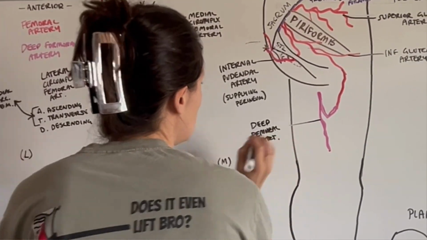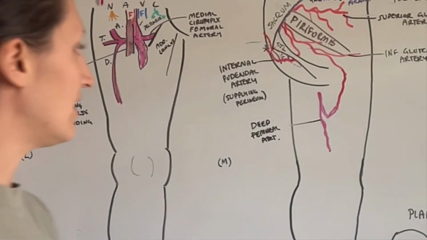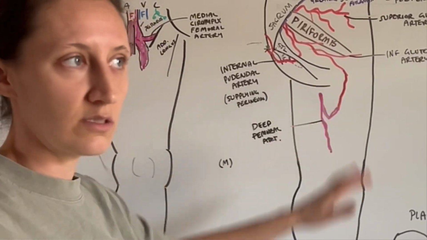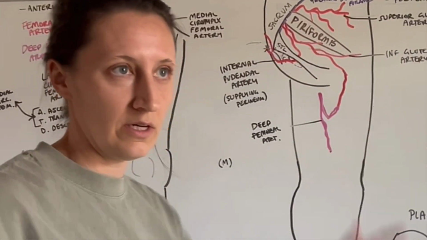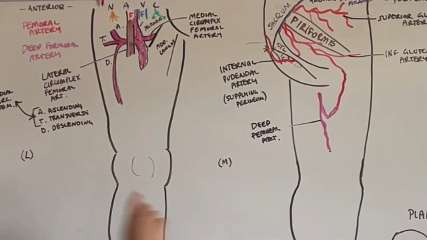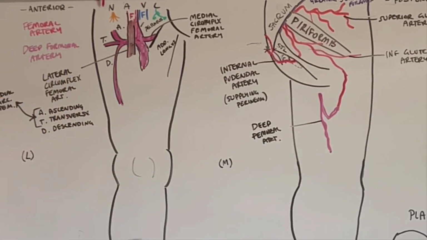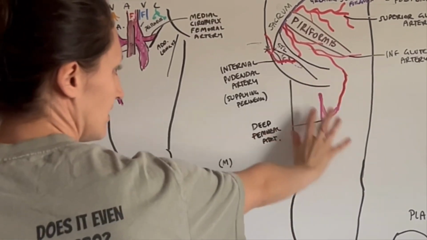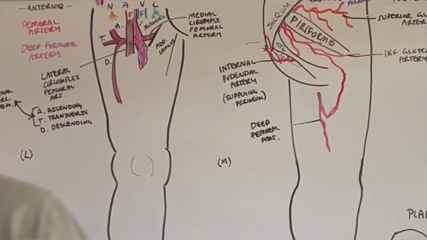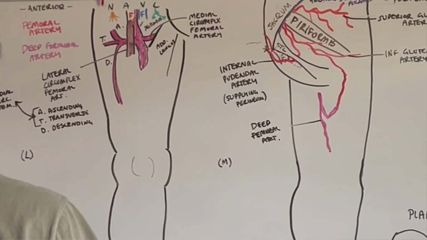Because a lot of times in these pictures, you don't see this, or it's not talked about. And then you get a question about what supplies that area and no one knows. So it is actually the deep femoral and the inferior gluteal artery working together. But it stops. Notice how it stops. We're done. Just this upper hamstrings portion. And I will show you why that's true.